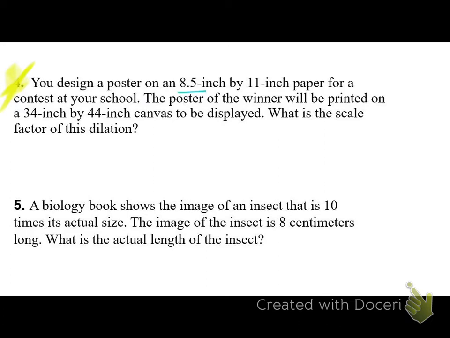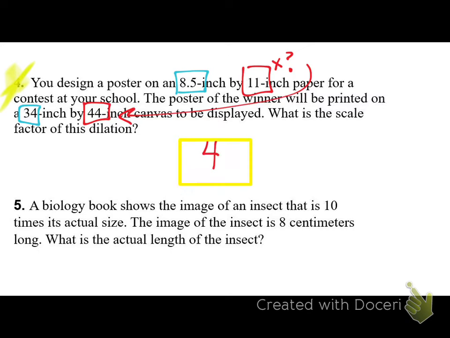So each of these in the original, so we have 8.5 by 11, they correspond with a different length in the bigger poster. What does 8.5 inches correspond with? 34. And then what does 11 inches correspond with? With 44. So which of these is easier to work with? The second one, 11 and 44. So a scale factor, I would multiply 11 times something to get 44. So that number would be 4. So that means the scale factor is 4.